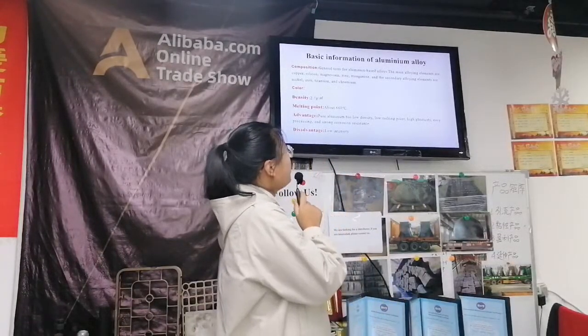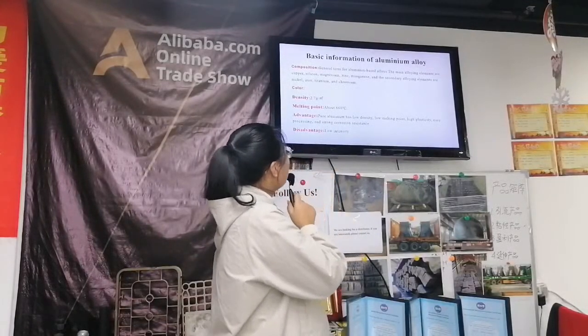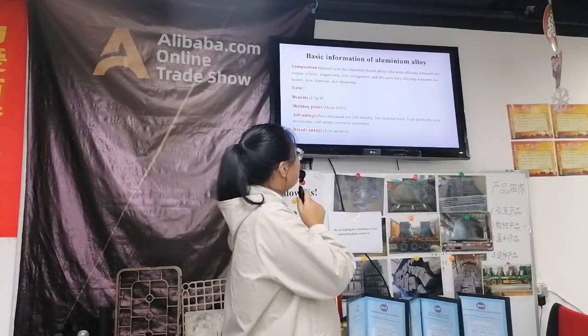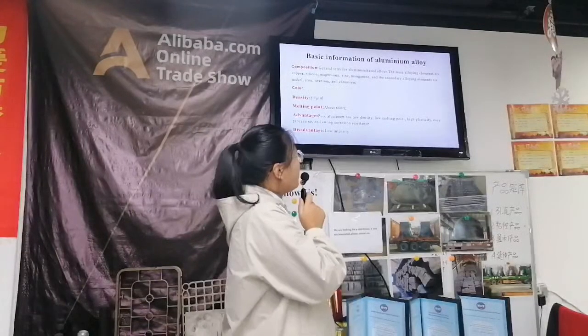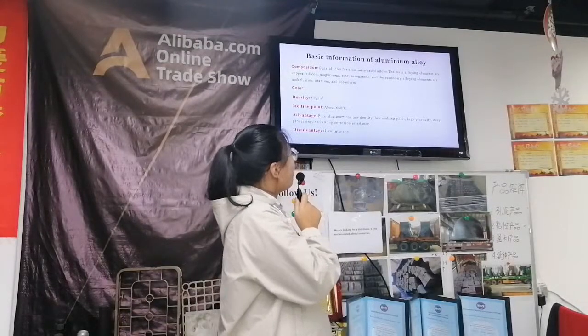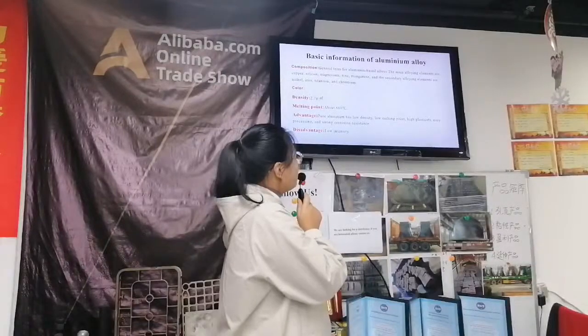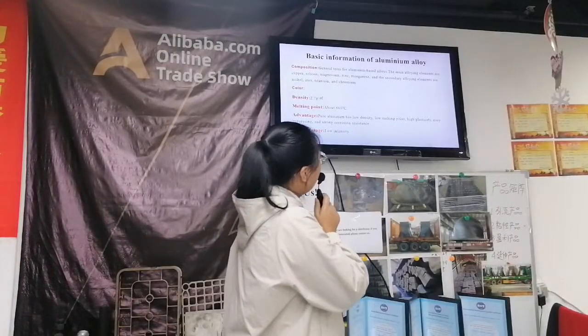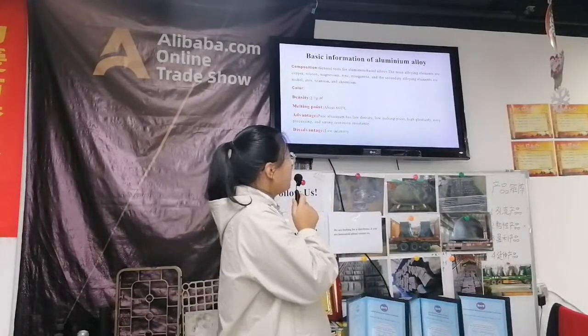The first one, basic information for aluminum alloy. For composition, general theme for aluminum-based alloys. The main alloy elements are copper, silicon, magnesium, zinc, manganese, and the secondary alloy elements are nickel, iron, titanium, and chromium.